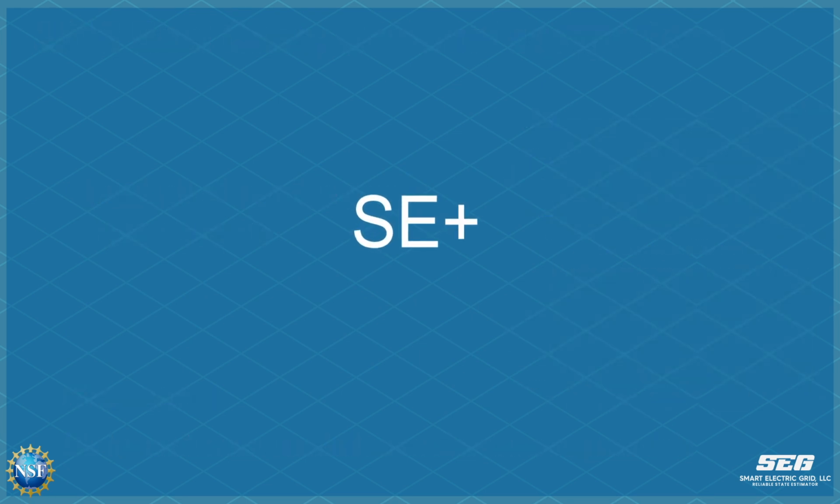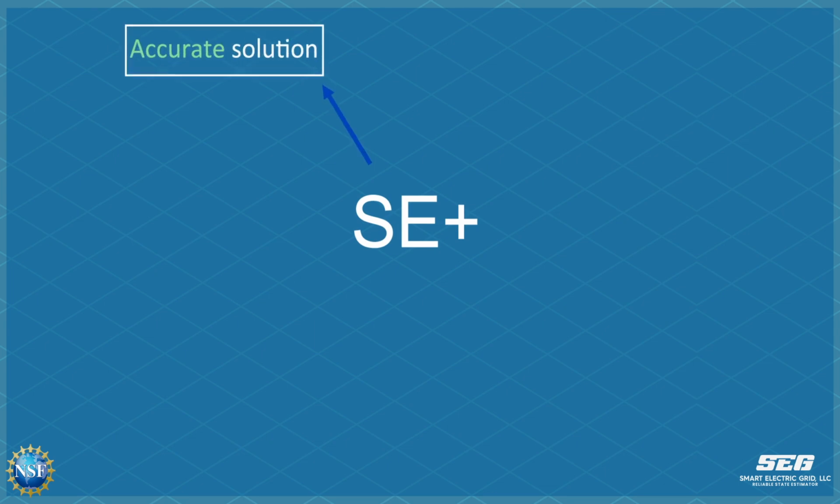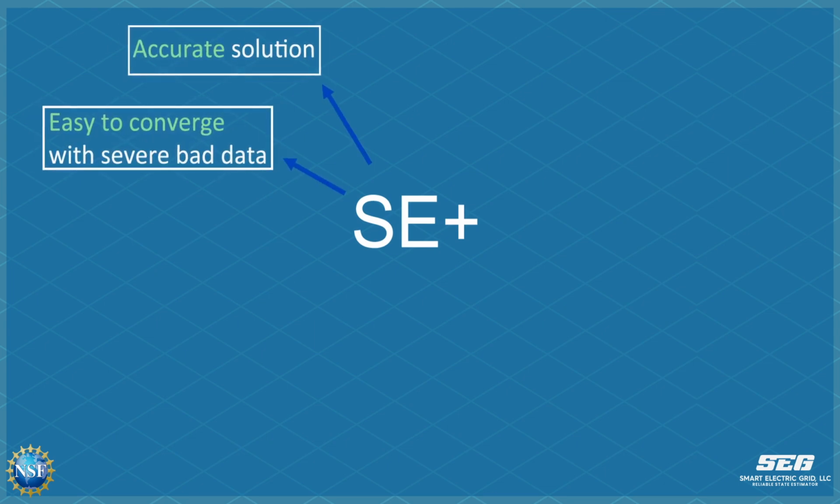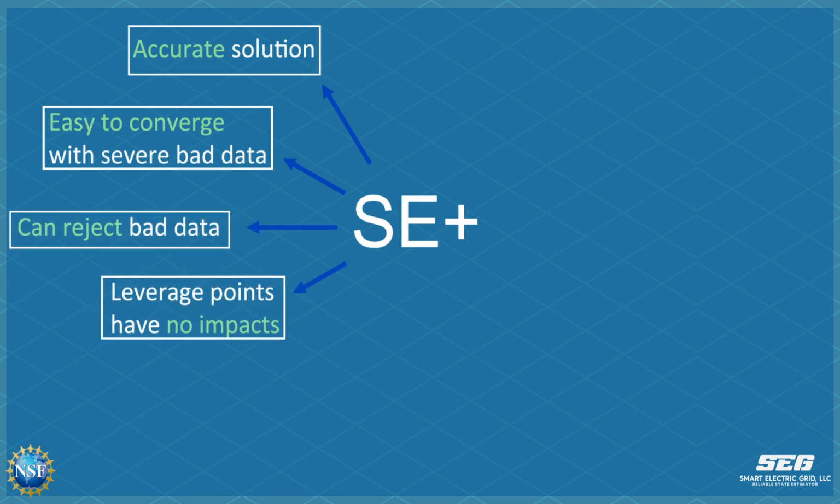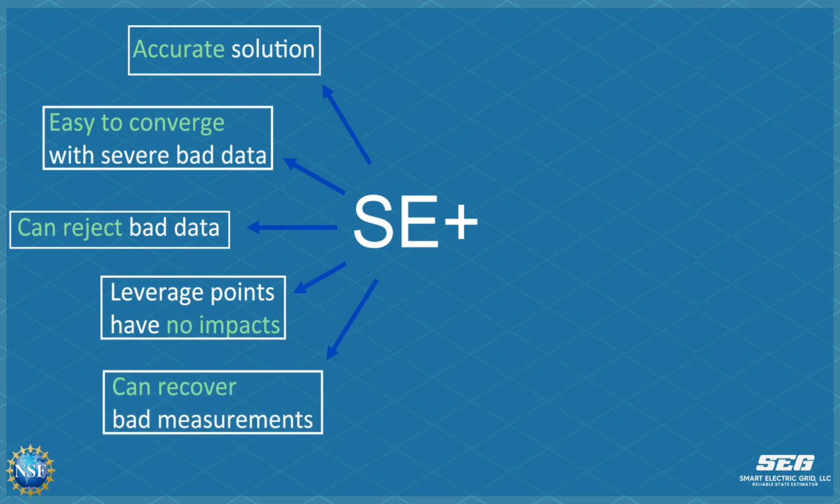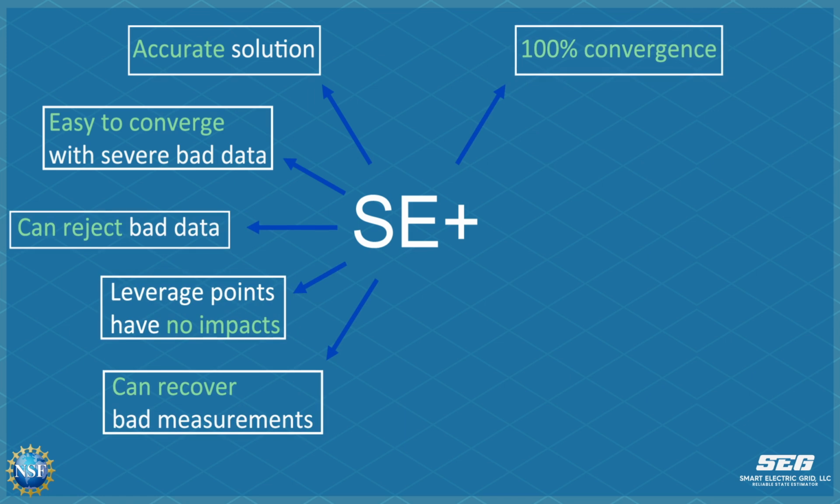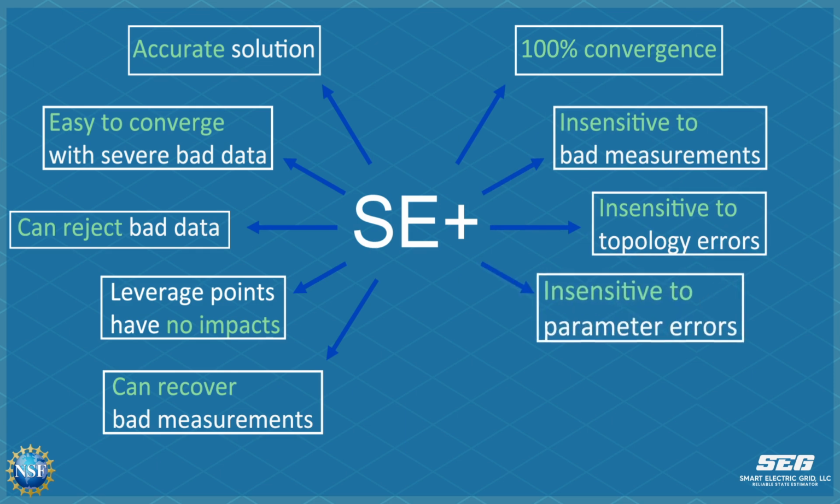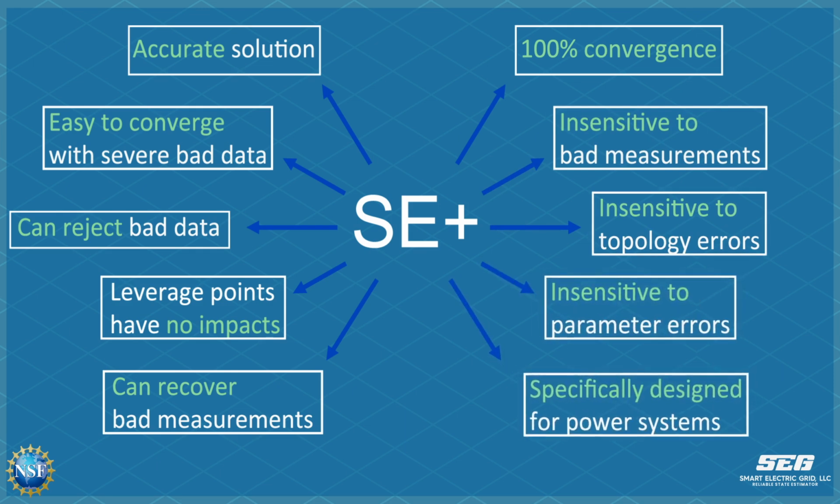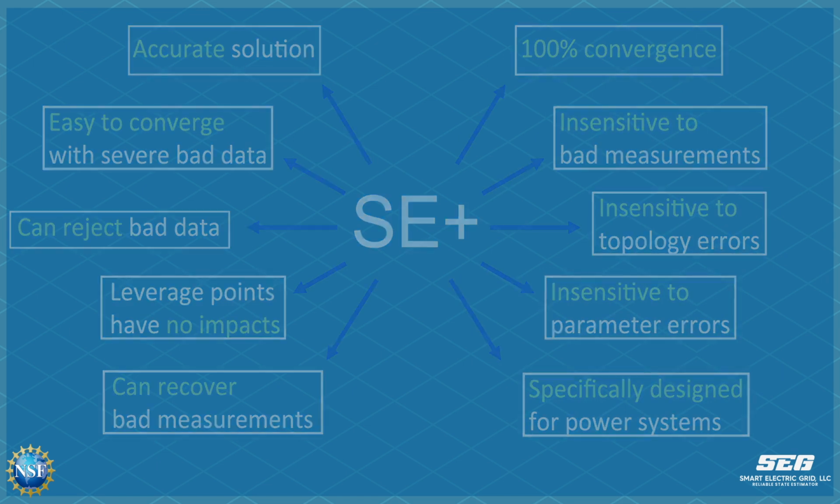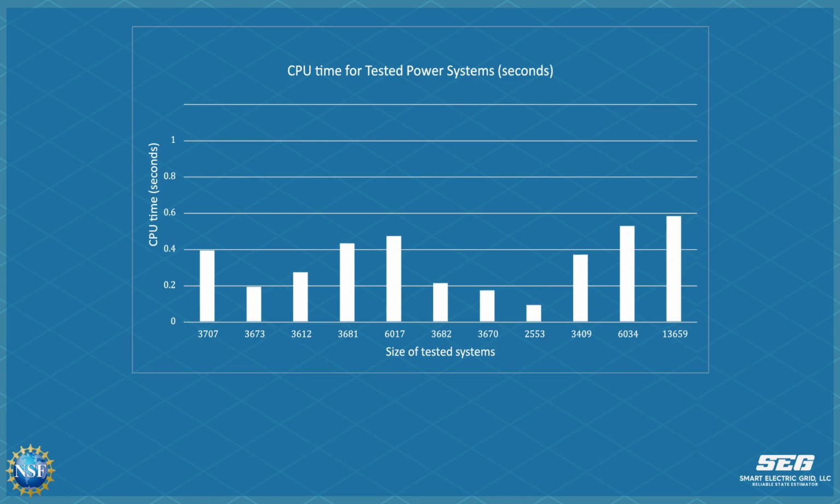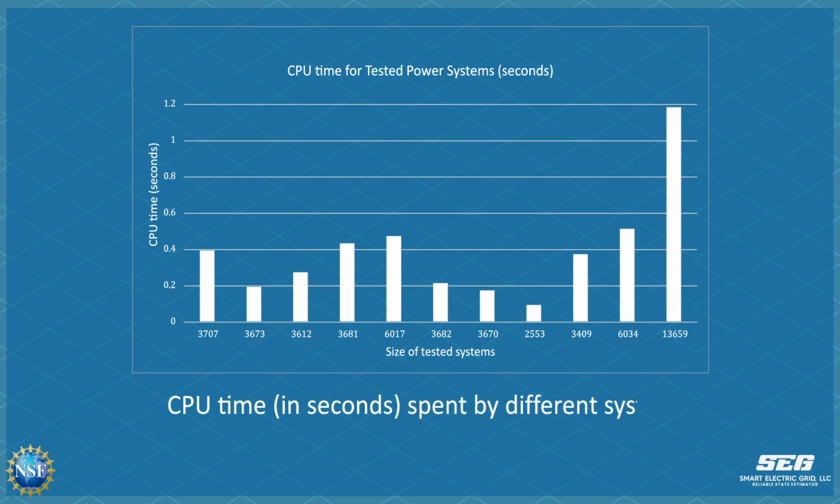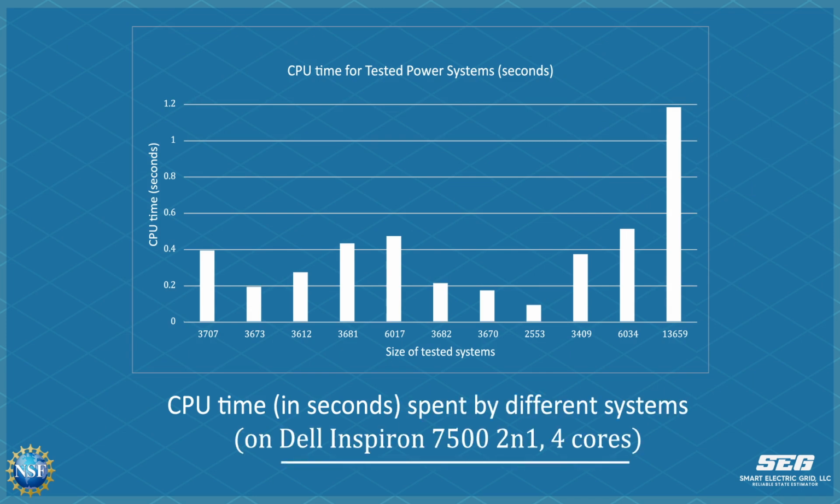Because of the novel algorithm scheme, SE+ is able to reach an accurate voltage solution, easy to converge when severe bad measurements are present, can effectively reject bad data, remove the influence of leverage points on bad data detection, can recover the true values of bad measurements, guarantee 100% convergence to a solution, insensitive to bad measurements, insensitive to topology errors, insensitive to parameter errors, and specifically designed for the applications of power system state estimation. Furthermore, SE+ is much faster in calculation than weighted least square-based state estimators. The CPU time used by SE+ for different systems is shown in the figure.